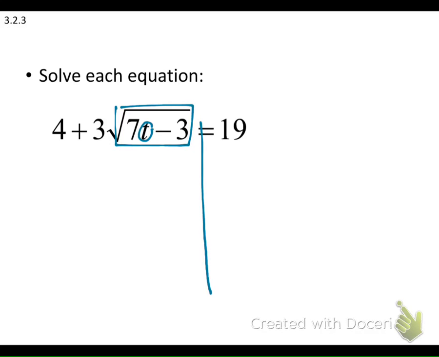I'm going to have to use order of operations, my PEMDAS backwards from solving two-step equations. We're still going to use that. So I'm going to look. Do I have any subtraction? Do I see any subtraction here? Yeah, but the problem with that, it's in the square root. So can I touch that yet? No.